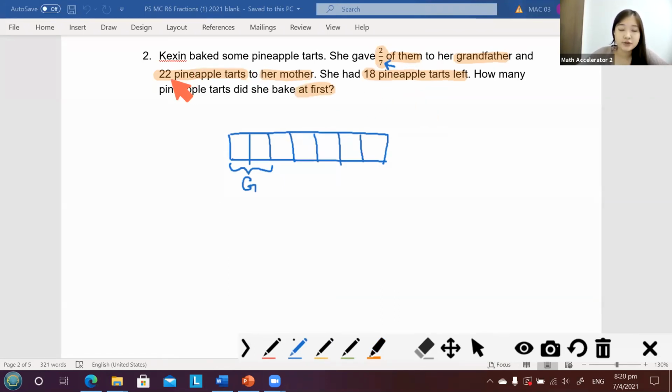She then gave 22 pineapple tarts to her mother and had 18 pineapple tarts left. But I don't know the 22 pineapple tarts is how many units. And I also don't know the 18 pineapple tarts is how many units. Then how do we label this in our model?